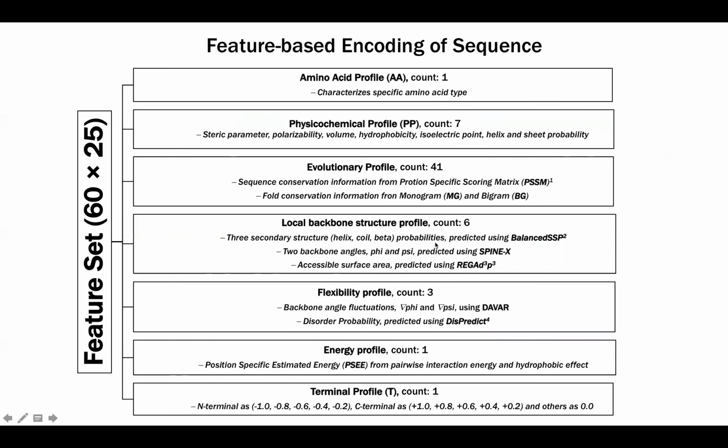Then, in the next step, we did the feature-based encoding of the protein residues to characterize the peptide binding residues. As features, we used the amino acid profile, chemical properties of the residues, and an evolutionary profile to indicate conservation information. We also used local backbone structural profiles such as secondary structure properties, backbone angle values, and accessible surface area values, as well as flexibility profiles such as disorder probability and backbone angle fluctuations. We used an energy profile, which is the sequence-based estimation of energy per residue, and a terminal profile, which indicates if a residue is in the N or C terminal of the protein.